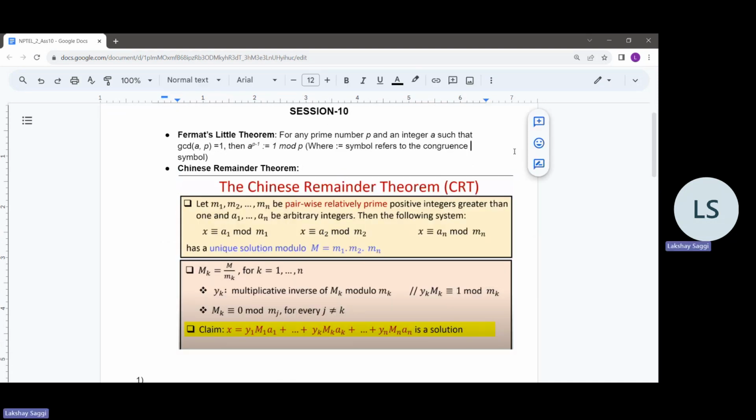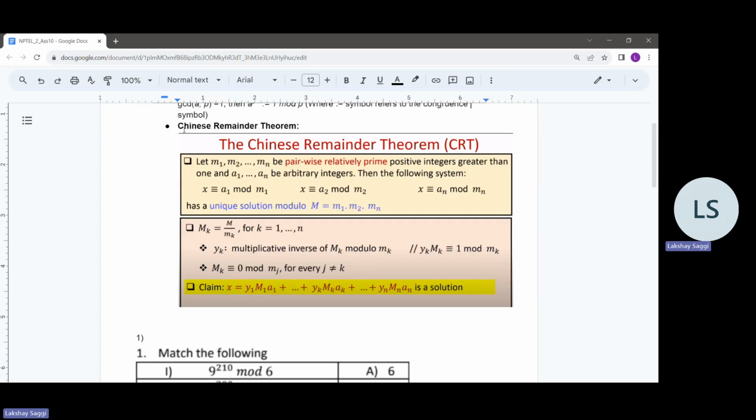So I took this screenshot from the lectures, showing what the Chinese remainder theorem is. The Chinese remainder theorem is also what CRT is. Let m1, m2 till mn be pairwise relatively prime positive integers. What does relatively prime mean? Basically, GCD of mi, mj is equal to 1 for all i not equal to j. I hope everyone understands this pairwise relatively prime meaning.